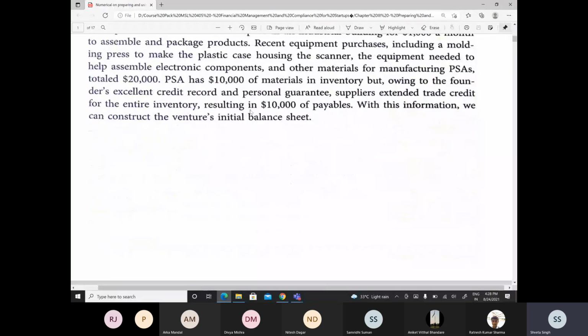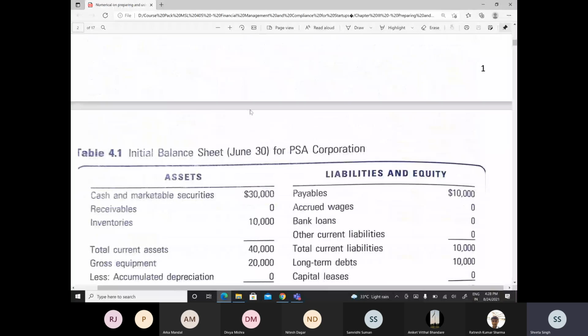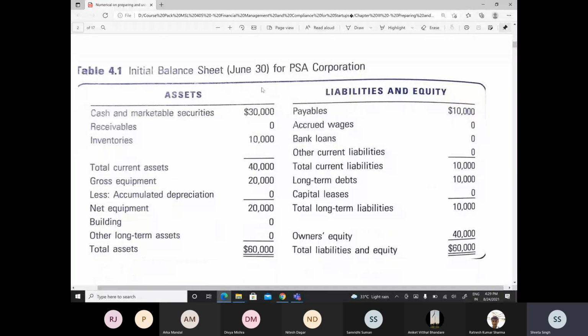The initial balance sheet, which is made on 30th of June, a day before the company actually starts production for PSA. Now look at the liabilities and equity side. Since this is a US company, the way they marshal their accounts is, first they show all the current liabilities and then they show all the long-term liabilities. And in terms of assets, first they show all the current assets and then they show all the long-term assets. In India, we do the opposite. In India, we first show long-term assets, then we show current assets. And we first show long-term liabilities, then we show current liabilities.